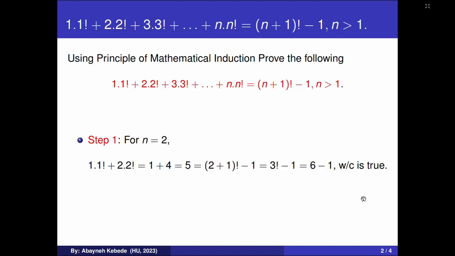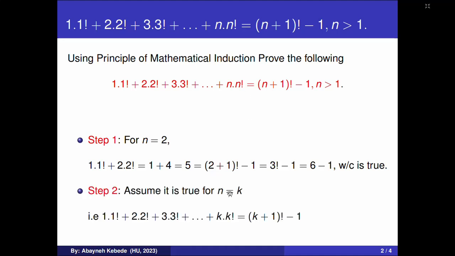The second step is the assumption. Suppose that the given proposition is true for n equals k, meaning replacing n by k. Assume that it is true for n equals k. That is, 1 times 1 factorial plus 2 times 2 factorial plus 3 times 3 factorial plus k times k factorial is equal to (k plus 1) factorial minus 1. This is our assumption.